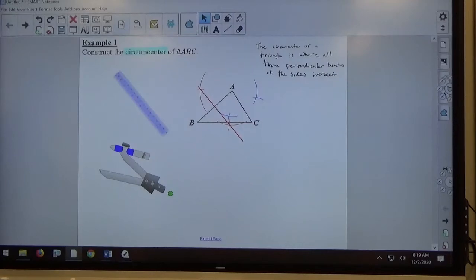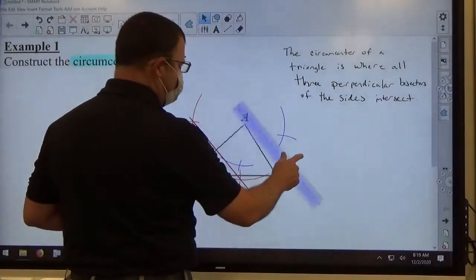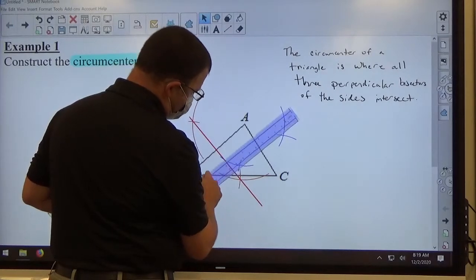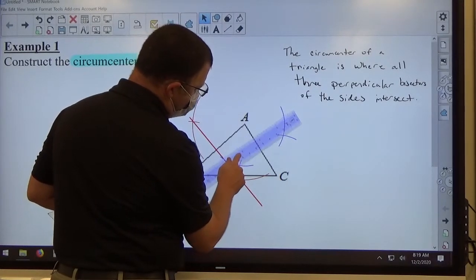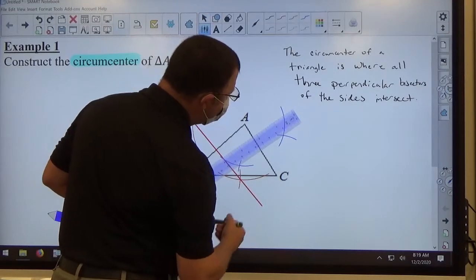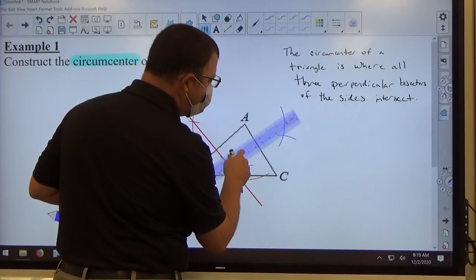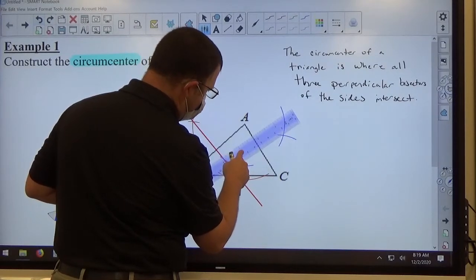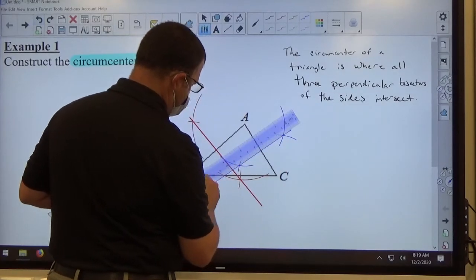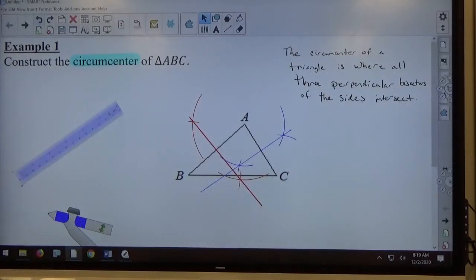Again, those arcs intersect at points on the perpendicular bisector. Once I've created those points, I can simply take my straight edge and line up my ruler on those points, being as precise as possible. Not very good, I'll try it again. And that's the perpendicular bisector of AC.